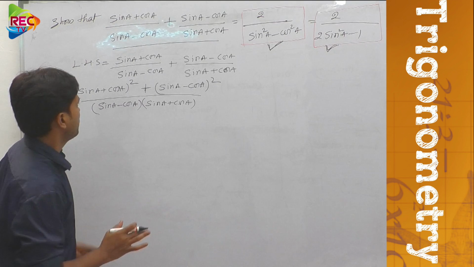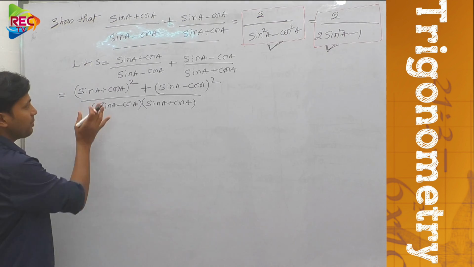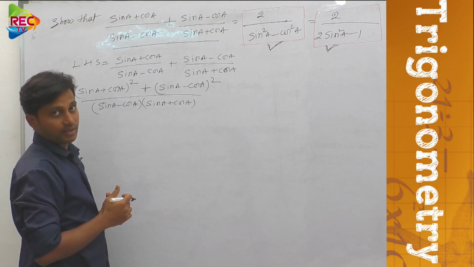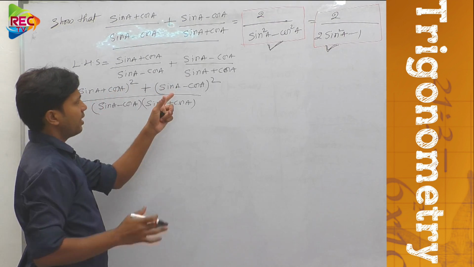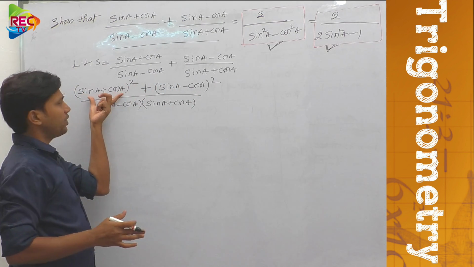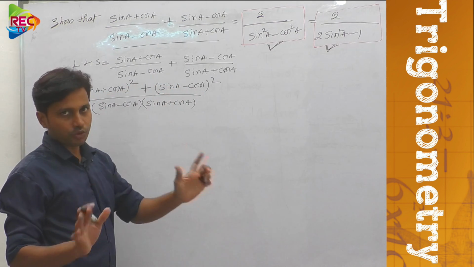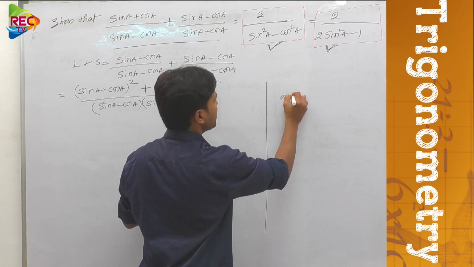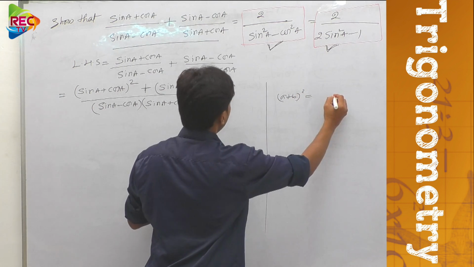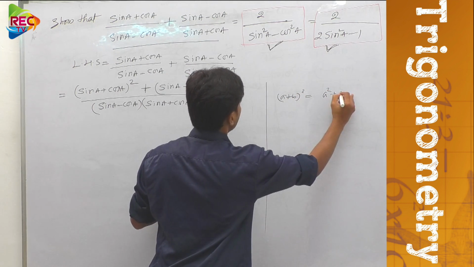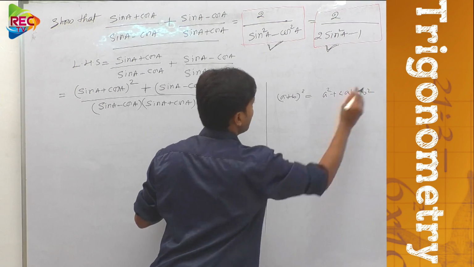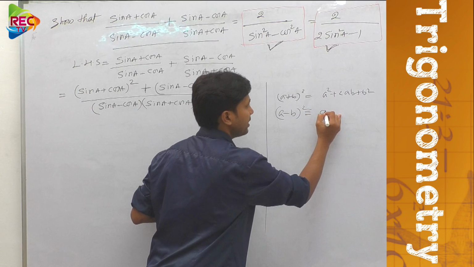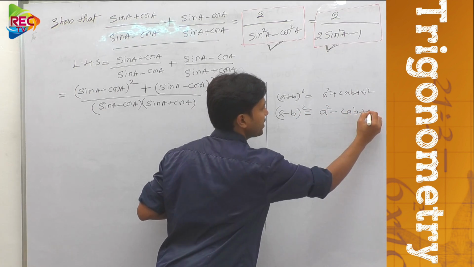So like this we obtained. Anyways, I just want to simplify this further. If you want to expand this and expand this, that's okay. But I'm telling you one simple method. (A + B) whole square equals what? A square plus 2AB plus B square, right? Now (A - B) whole square, what is that? A square minus 2AB plus B square.